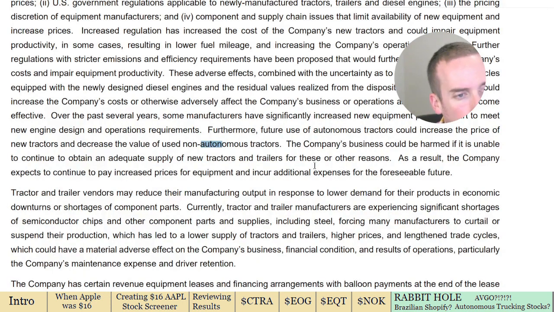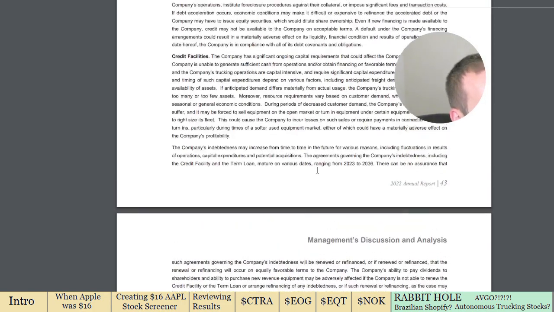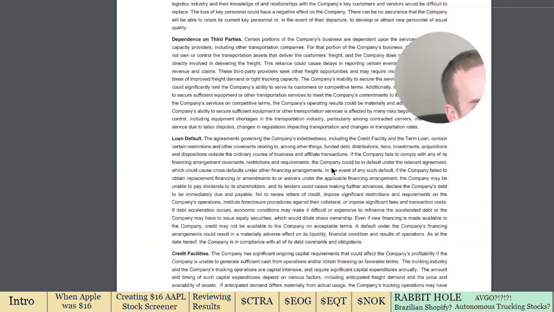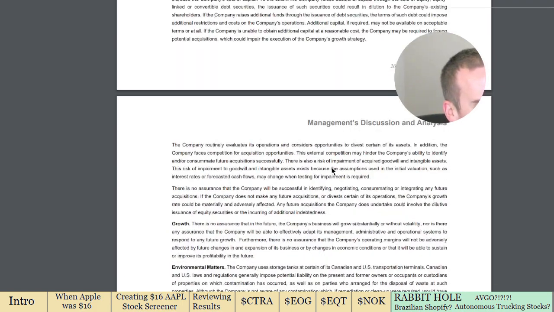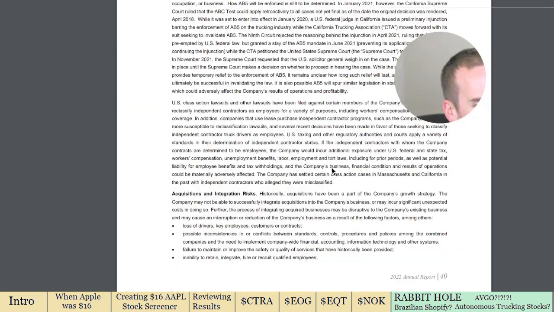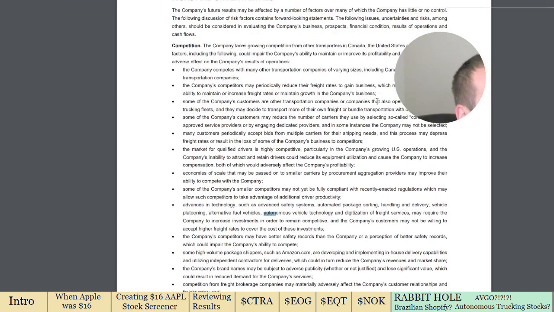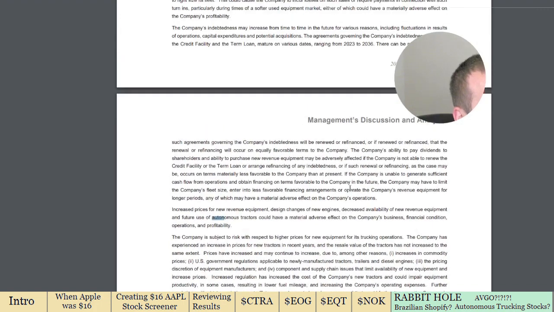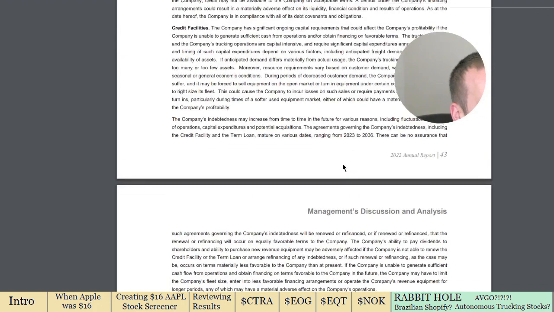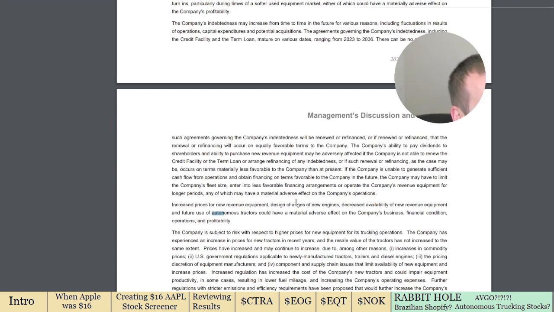Okay, so they're talking about autonomous, but in what loan? Oh my God, is this the risks? God dang it. Okay, guys, I'm gonna skim a little bit. So this is competition. They have autonomous and competition. And credit facilities. The company's indebtedness may increase. Okay. Increased prices for new revenue equipment and future use of autonomous tractors.